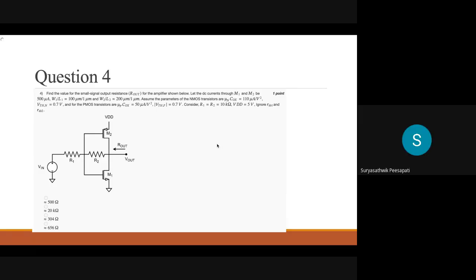Ma'am, is it option C only? Yes, option C is the right answer. Can you explain a little bit how you calculated it? Ma'am, I have used the formula ID equals half mu n Cox W by L times (VGS minus VTH) whole square. Using that formula, I derived the equations into two equal parts, gm1 plus gm2.